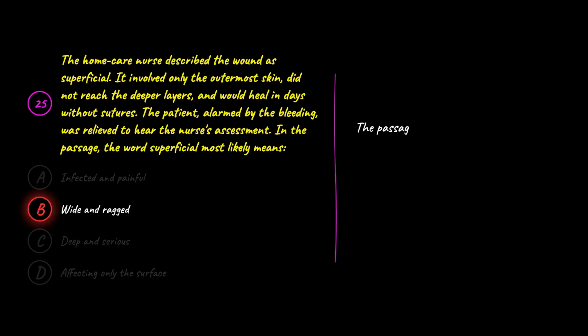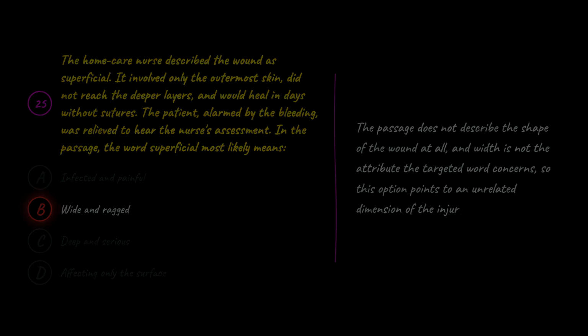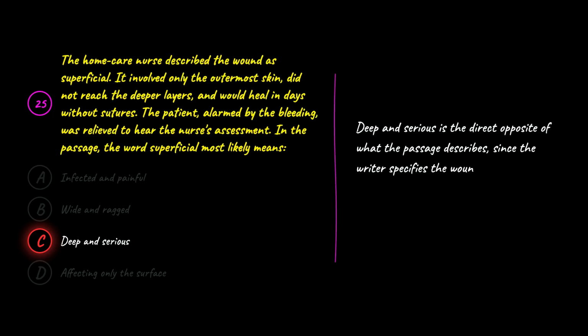B is wrong because the passage does not describe the shape of the wound at all, and width is not the attribute the targeted word concerns. So this option points to an unrelated dimension of the injury. C is wrong because deep and serious is the direct opposite of what the passage describes, since the writer specifies the wound did not reach deeper layers, which rules out this antonym as a possible synonym here. When a test asks about an unfamiliar word, the passage itself is your dictionary.